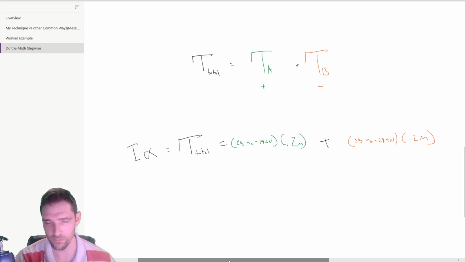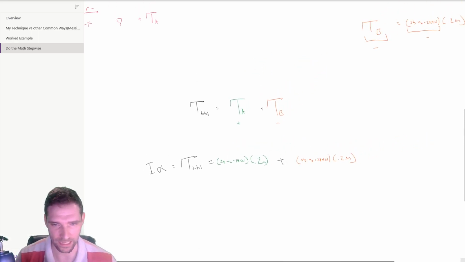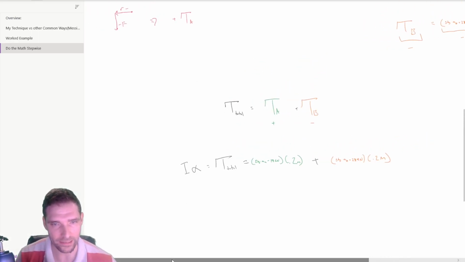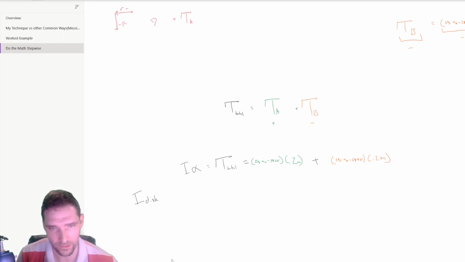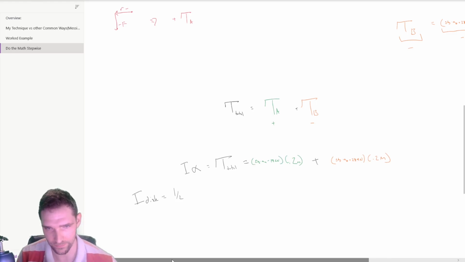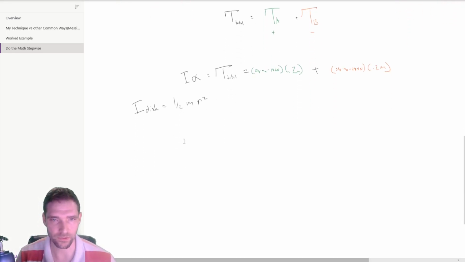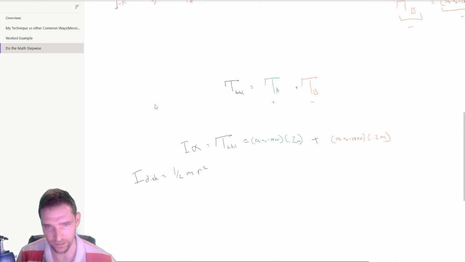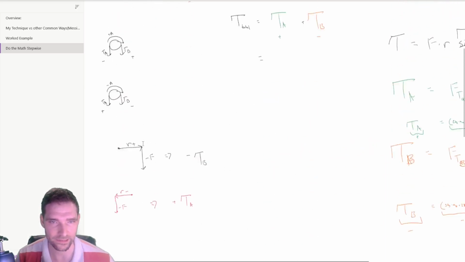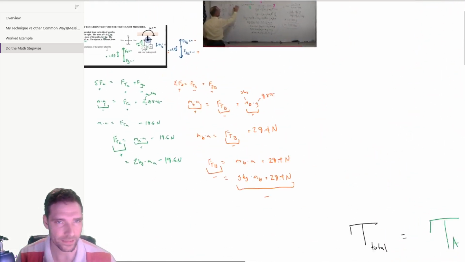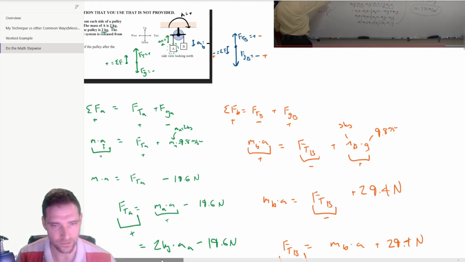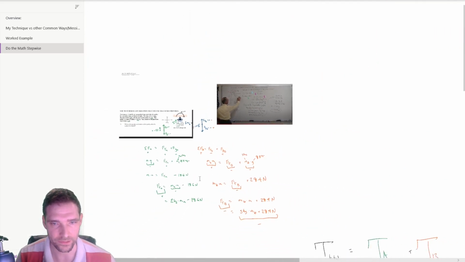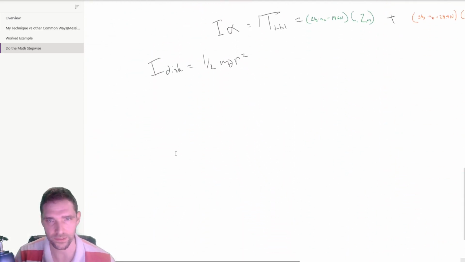And so I believe we have values for that as well. Now I for a disk is equal to 1/2 mr squared. And so we can just plug in that. Now we have the mass of, you gotta be careful, this is the mass of the disk, right? Not of A or B. But the disk, I believe, was just 2 kilograms. They made it easy for us.